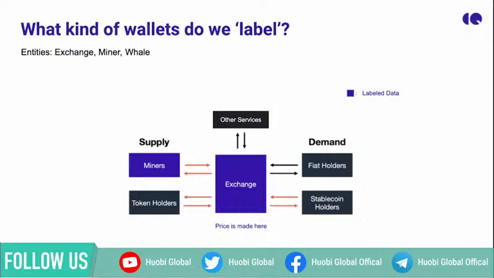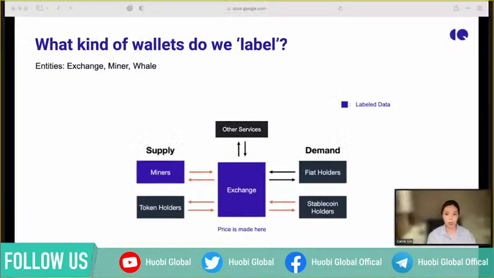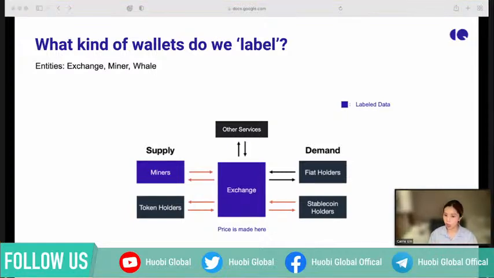So we're tracking exchanges, and we also label miners' wallets because they represent the supply. If you think of the price of gold, how much gold was mined and how much mining companies sell to the market affect the price. Just like that, how many coins the miners distribute to the market may change the price. So we track them too.